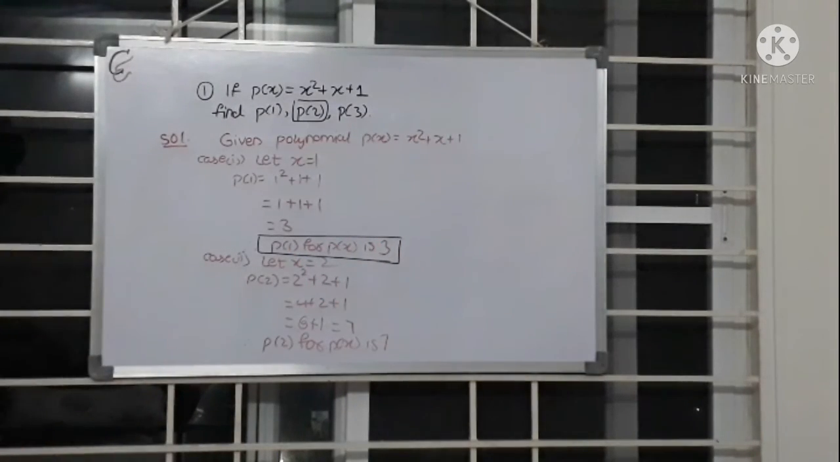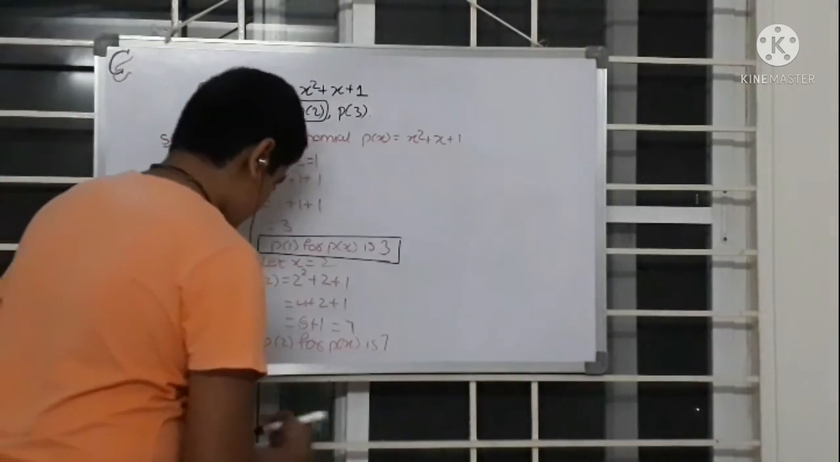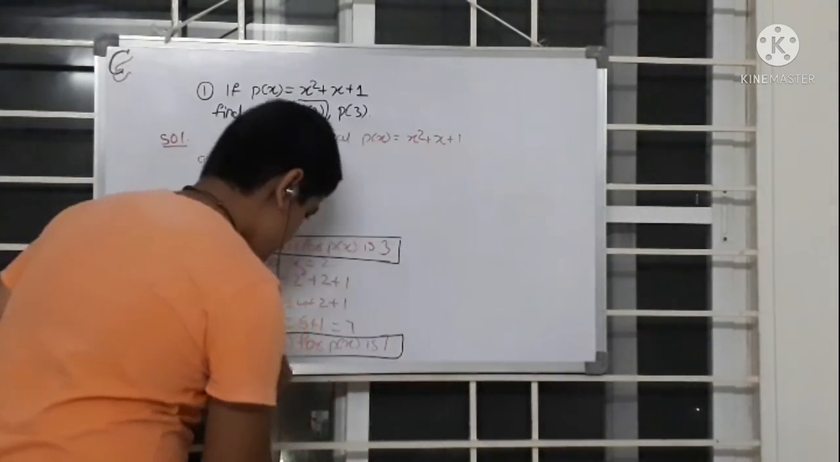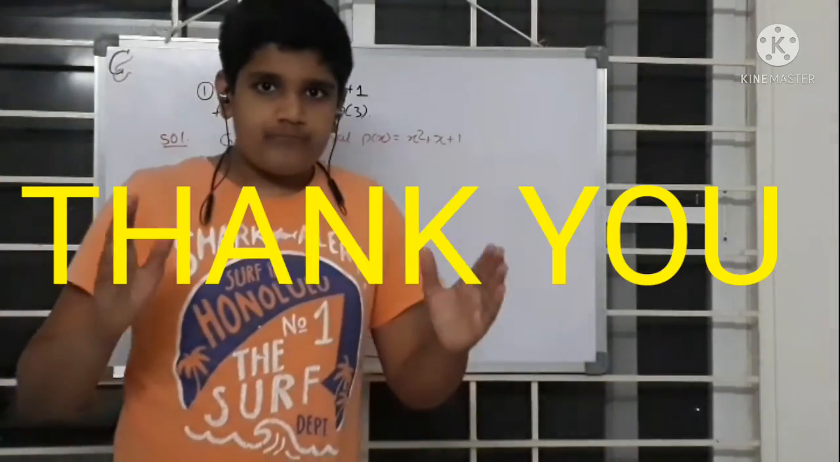Okay, with the pencil. Understand? So p of 3 also you have to do in the same manner. Okay, draw the box, don't forget. Understand? Is the concept clear? Okay.